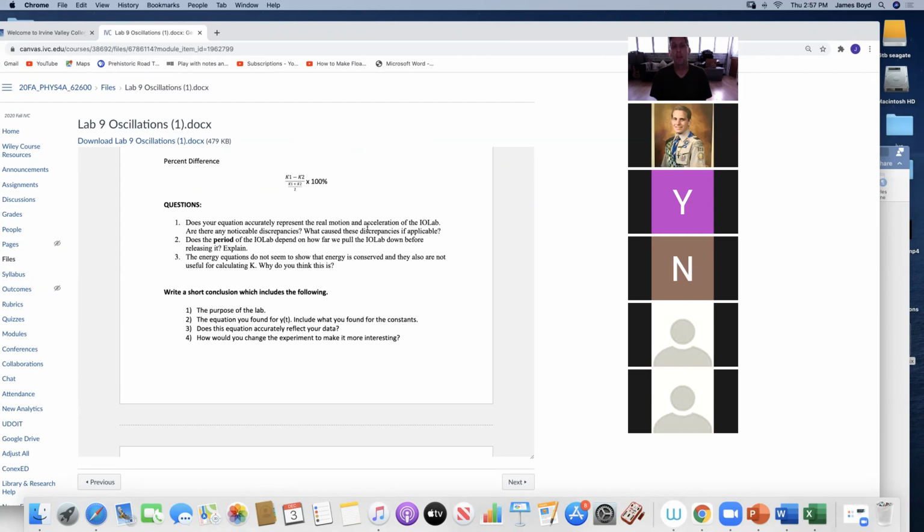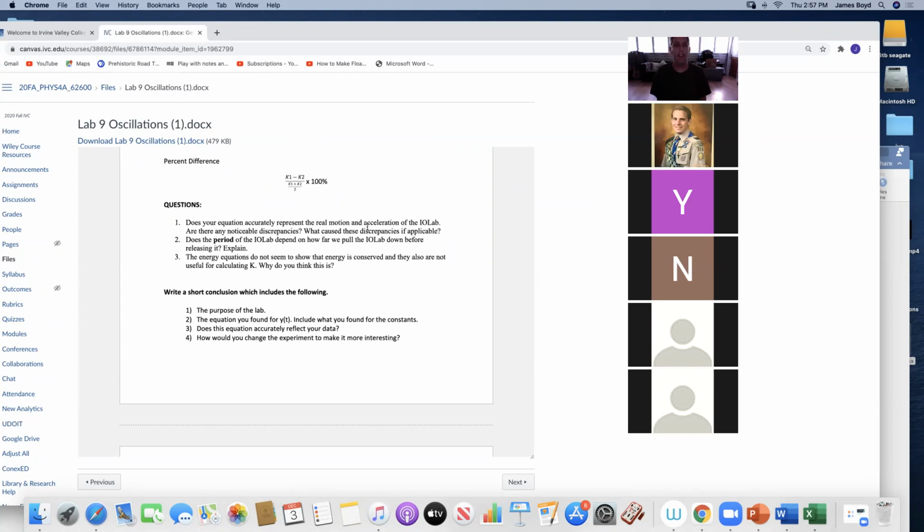Does the period of the IOLab depend on how far we pull it? I've already gone over that. T is approximately 2 pi over omega, and omega depends on the spring constant and the mass. Nowhere in there does it depend on the initial position of the IOLab. That is why, at the very beginning, we set this up to be 0. We zeroed out the position by adding 9.81 to gravity, so that gravity wouldn't affect where the acceleration was.